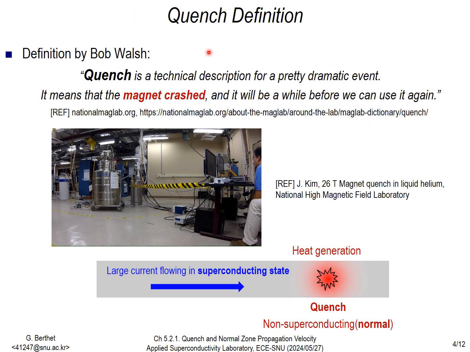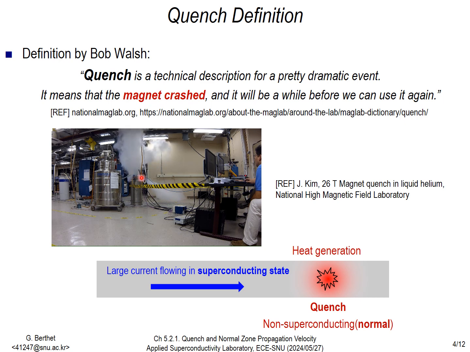First of all, as described by Bob Walsh, an engineer of the National Magnet Laboratory, quench is a technical description for a pretty dramatic event. It means that the magnet crashed, and it will be a while before we can use it again. In this video here, you can see the magnet container filled with helium. We can see the helium expelled from the container due to the overpressure.